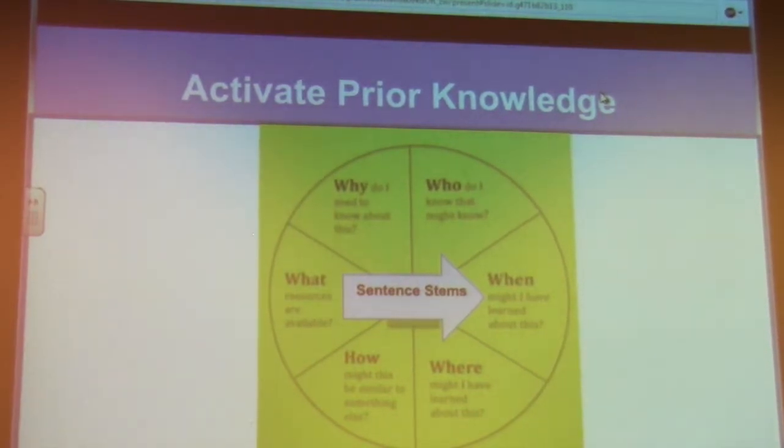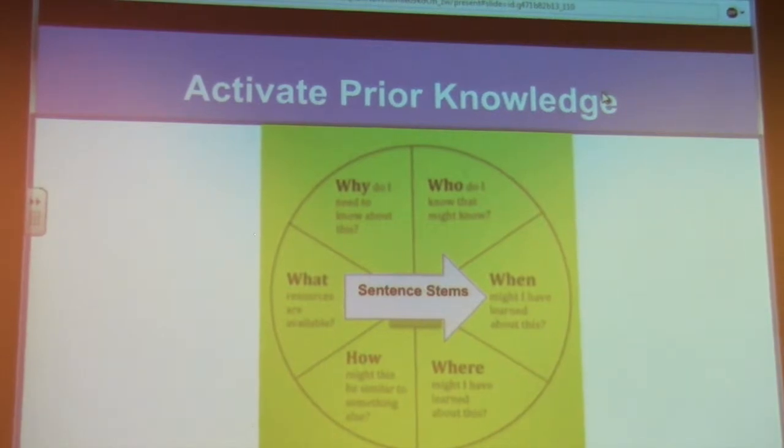When might I have learned about this? When is a time that you've learned about sentence stems in the past? Where might I have learned about this? So where you have learned about sentence stems. How might this be similar to something else? And what resources are available? Please take some time to fill in this circle diagram and help you activate your prior knowledge.